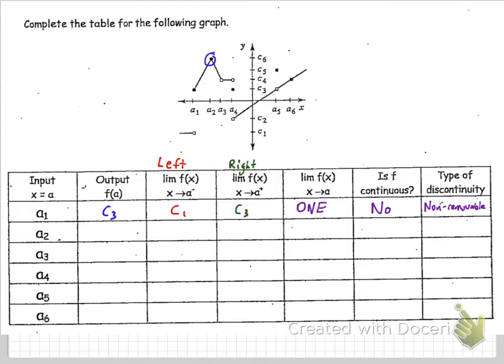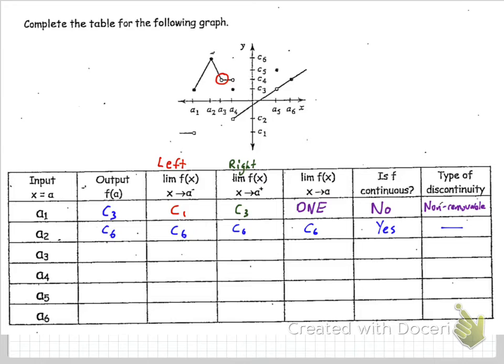For input A2, that's up there, this is actually going to be a quick one. The output is C6, and notice from the left and the right, they're both going to that same point. So the limit from the left is equal to C6, the limit from the right is C6. That means the limit exists, and since the limit is equal to the output, it's continuous. You could trace over that without lifting your pencil. Since it's continuous, we're not going to answer the last column, so you can just put a slash through that.